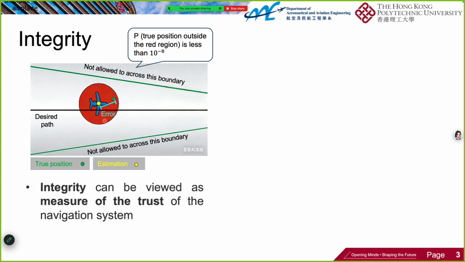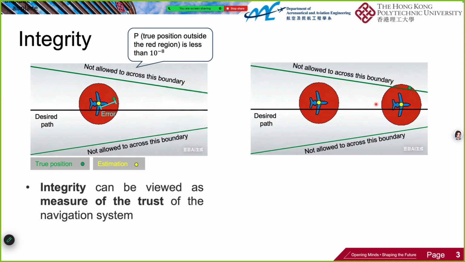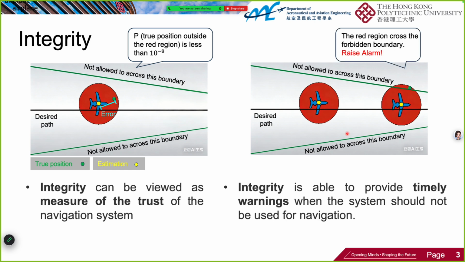Now let's look at the second case. As you can see, the true position is close to or beyond the safety boundary, and the red region also crosses the boundary. And integrity will say, I can detect this and raise an alarm. So integrity also means that the system can provide timely warnings when the navigation solutions should not be used.